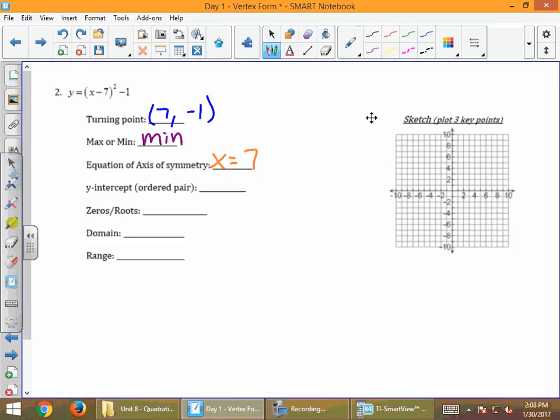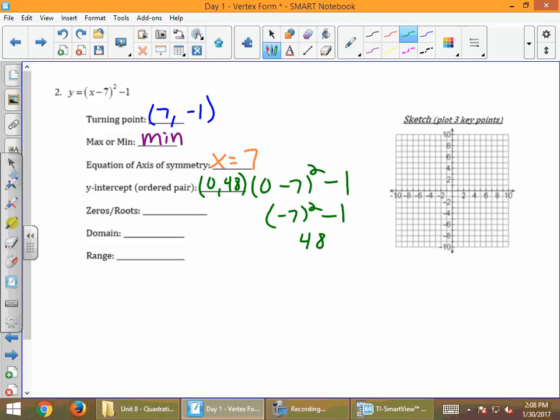How do we have to find our y-intercept? Very good. You have to plug in 0 for x. It's not just the back number when it's written in vertex form. So what's 0 minus 7? And what's -7 squared minus 1? 48. How do we write it? 0, 48. Right in the middle pair.